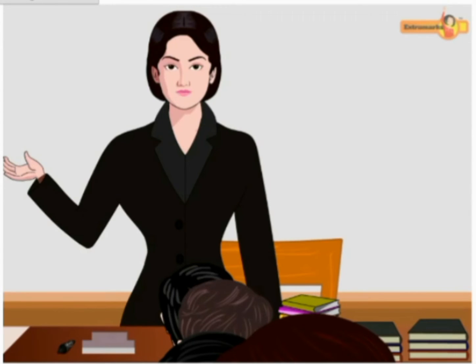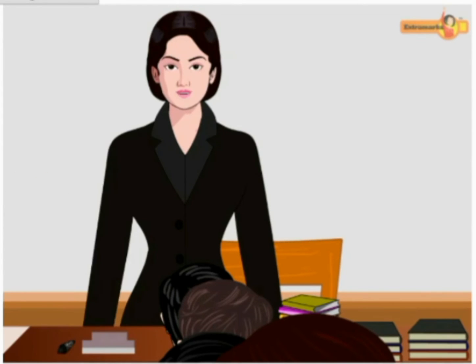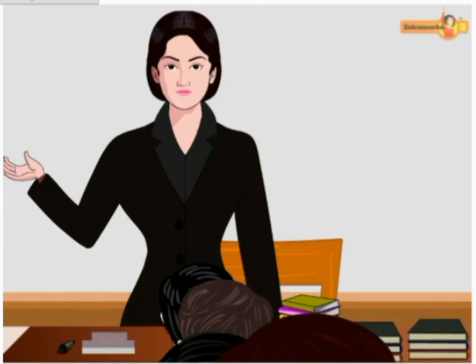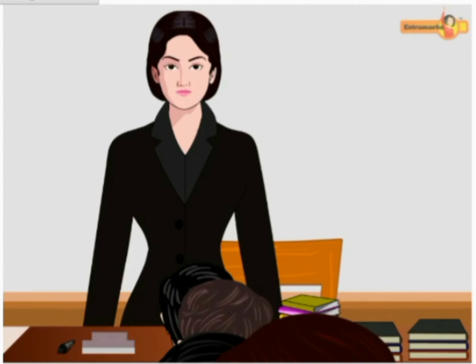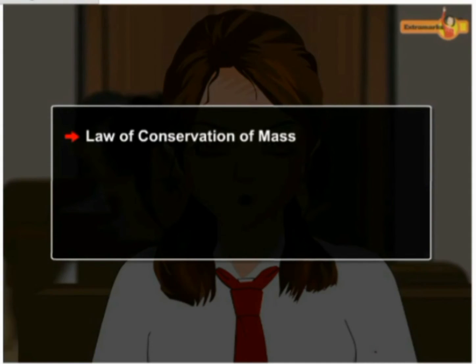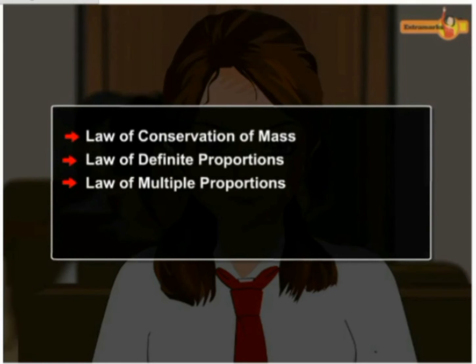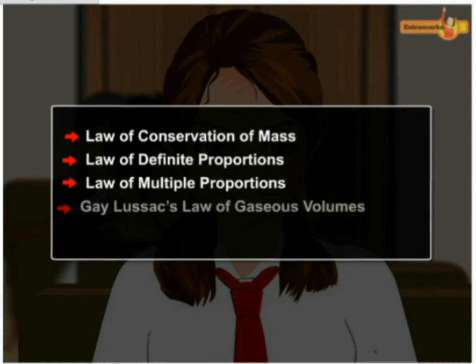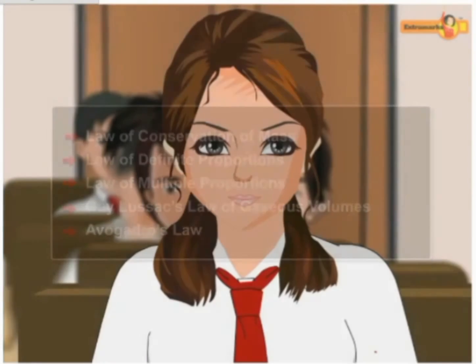Students, you know atoms of the same element or different elements combine in a fixed ratio by mass to form various compounds. Do you know that the combination of elements to form compounds is governed by 5 basic laws? Can you name them? The laws are the Law of Conservation of Mass, Law of Definite Proportions, Law of Multiple Proportions, Gay-Lussac's Law of Gaseous Volumes, and Avogadro's Law.